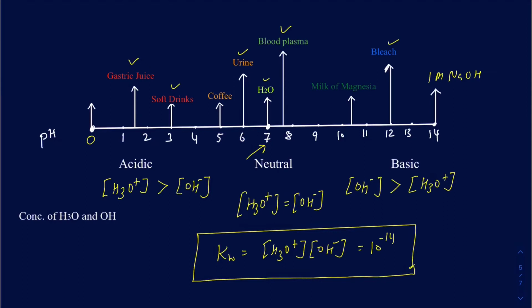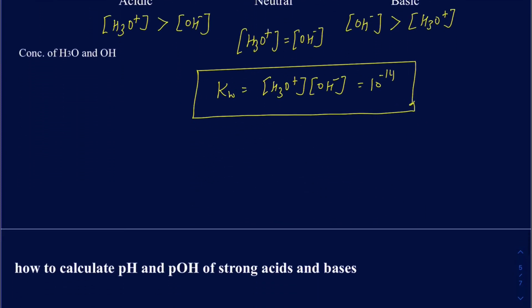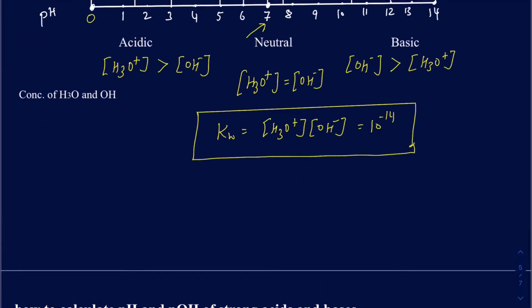You want to have a rough idea of where things are, especially the ones you use in everyday life. Bleach, everyone uses it; coffee, soft drink, everyone should know about; urine, gastric juice, and obviously know the relation of the concentration of hydronium ion and the OH minus when you're going from one pH to another pH. Okay, well, that's all about the Kw.